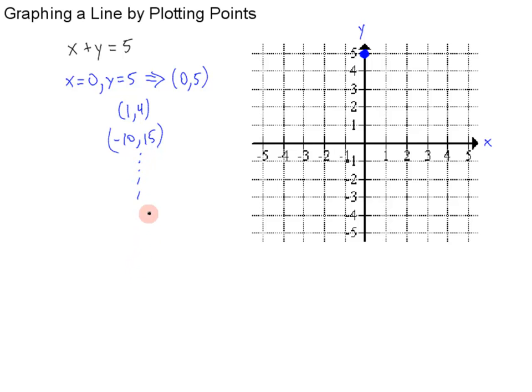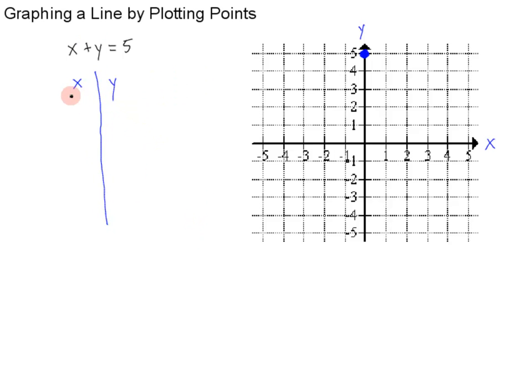So the interesting thing about this list is it goes on infinitely, and if you plot all of the ordered pairs that make this equation true, they form a straight line. So if the equation has two variables or one variable and each variable is to the first power, it's linear, and if you were to graph all the ordered pairs, they form a straight line. So let's finish graphing this line.